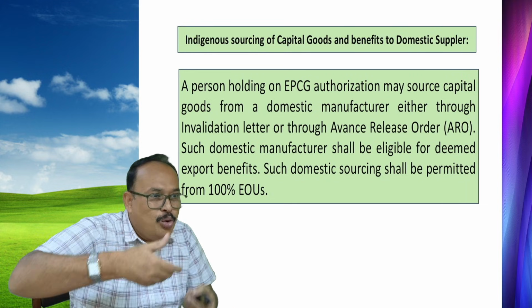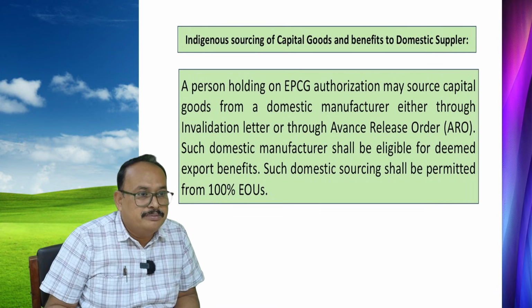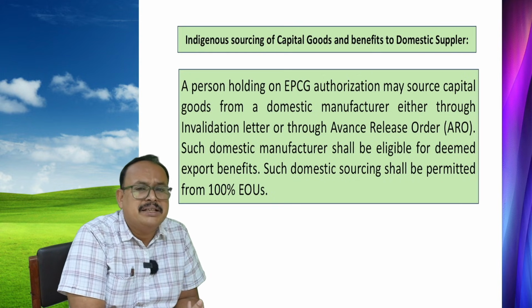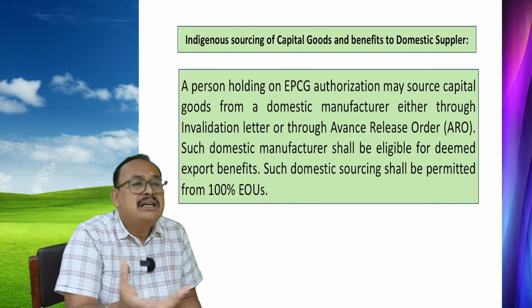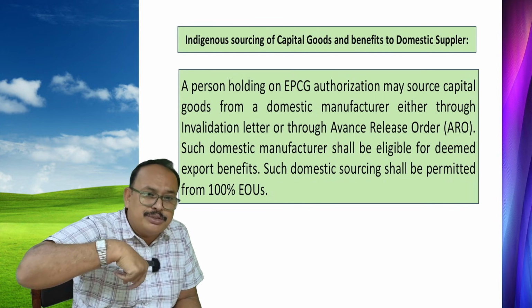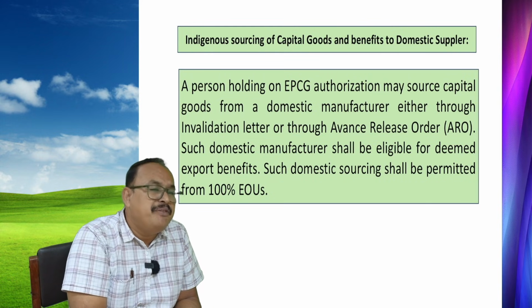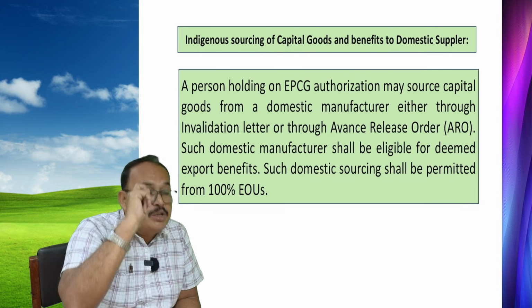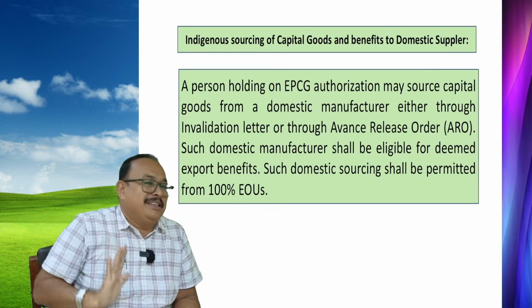You get my point, sir? Holding EPCG, you import the goods. No, sir, I want to buy locally? Then you are most welcome. Invalidate your authorization, or go through an advance release order. Get an advance release order from the DGFT and locally procure the goods. That is eligible. Is it clear? If you purchase locally, the benefits are more for you. But ensure that the capital goods have the actual user condition. After using the capital goods in India to produce the finished goods, fulfill the export obligation.